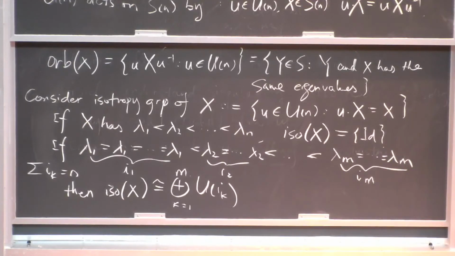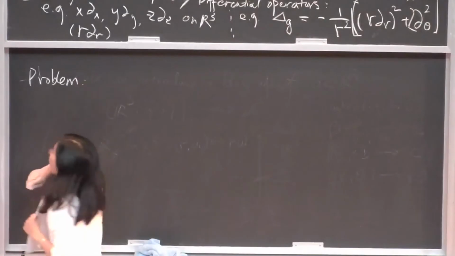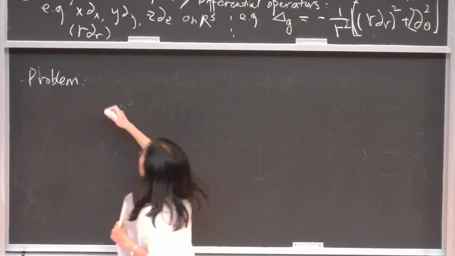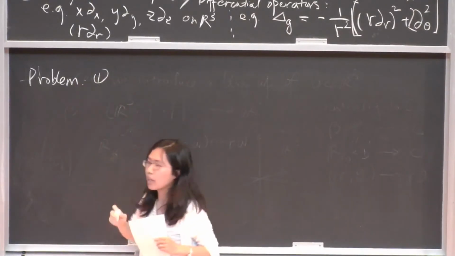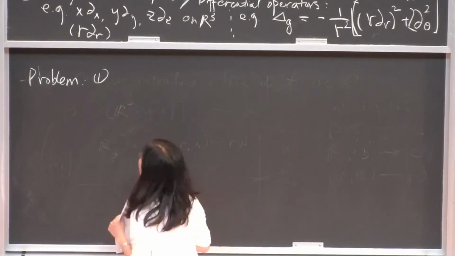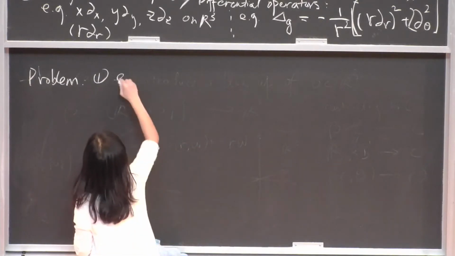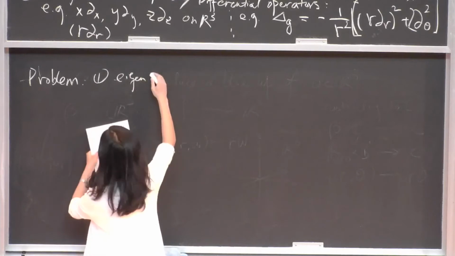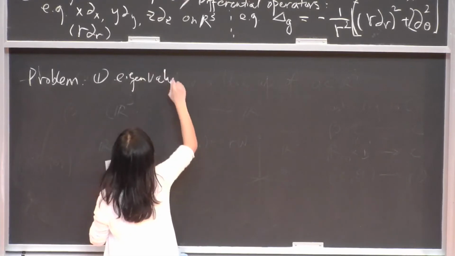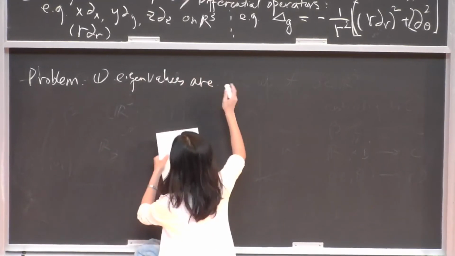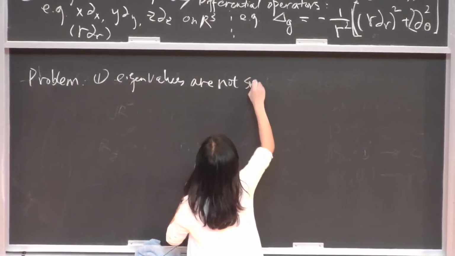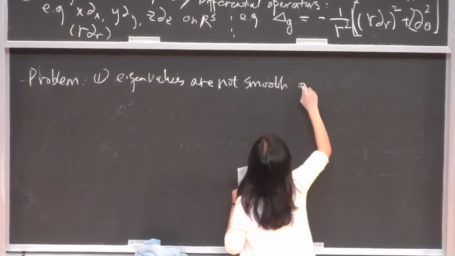Okay? And now the problem I want to consider is more analytic. That is, I want to study eigenfunctions and eigenvalues on the space. So the first problem we immediately see is that eigenvalues are not smooth on the space.